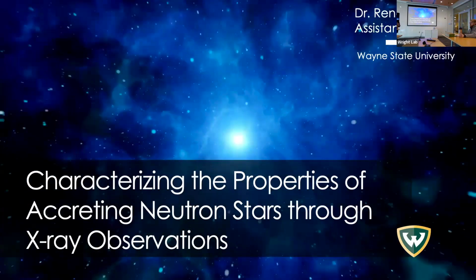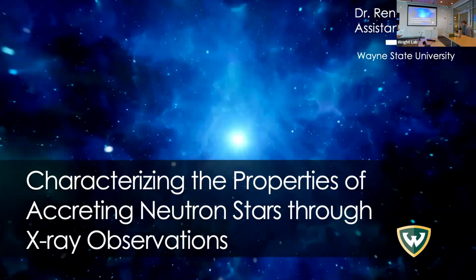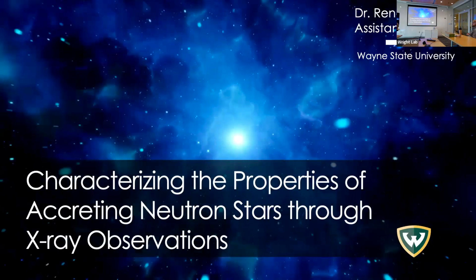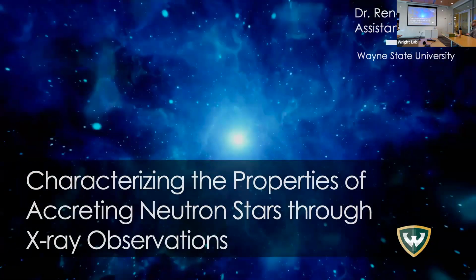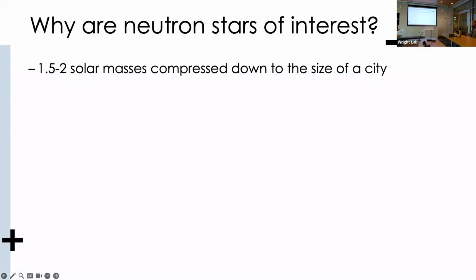But I'm going to be talking today about how we can characterize the properties of accreting neutron stars by using X-ray observations in particular. So why are neutron stars of interest? These objects, if you don't know, are roughly about 1.5 to 2 times the mass of the sun, but compressed down to about the size of a small city. So this is almost an unfathomable amount of mass in such a small amount of space. These objects are very extreme.